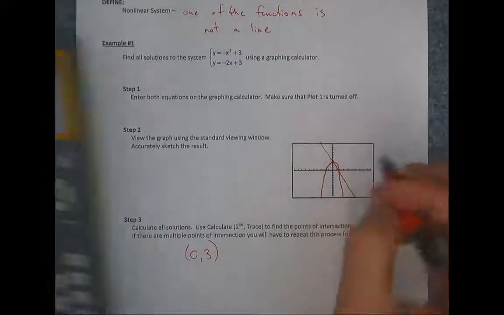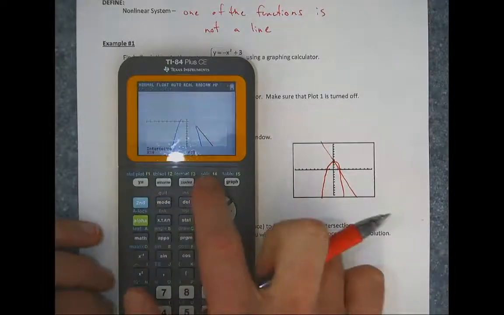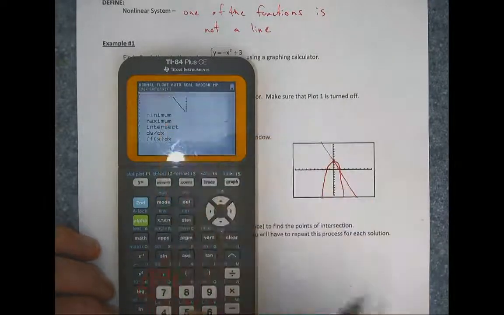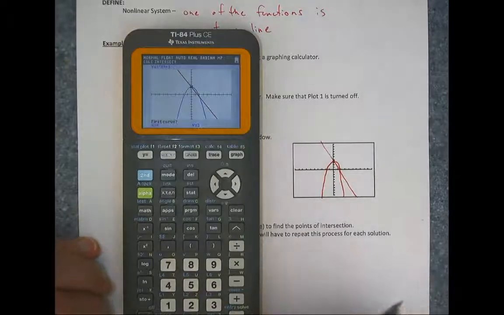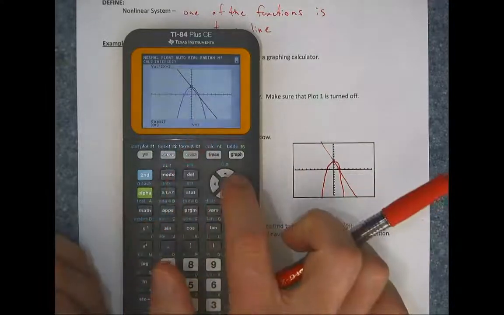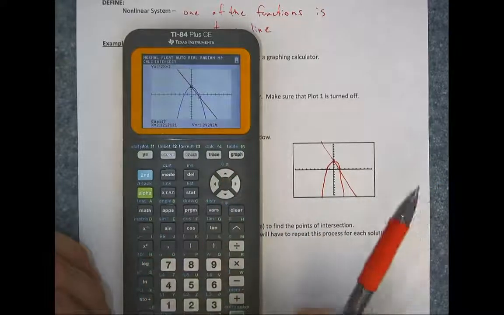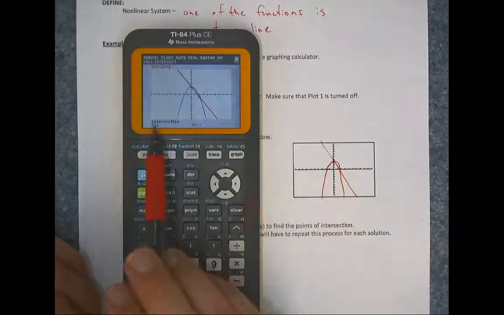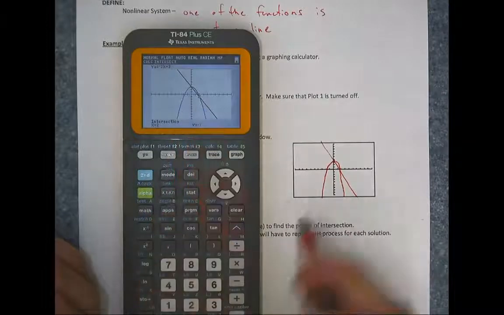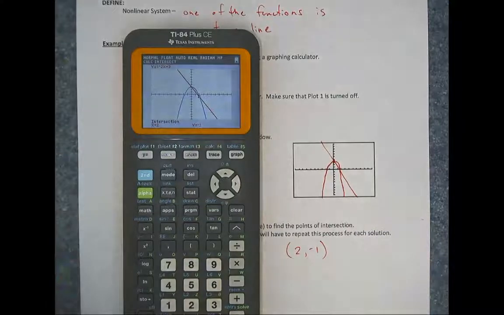And now we have to find this other intersection. So we're going to go through the same process here. Second, calculate, intersect. Now I'm going to hit enter again for first curve, second curve. But when it says guess, I don't want this intersection, I want this one. So I'm going to use my little arrow button to scroll over closer to that one and hit enter. And sure enough, it has a very nice intersection at 2, -1. And that's it. We have found those 2 intersections.